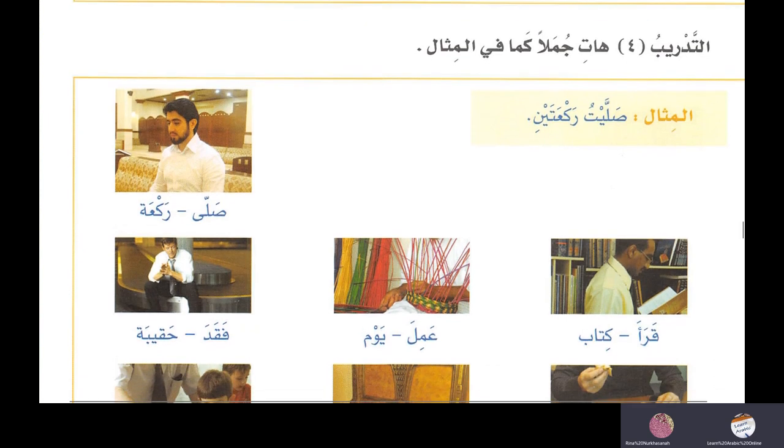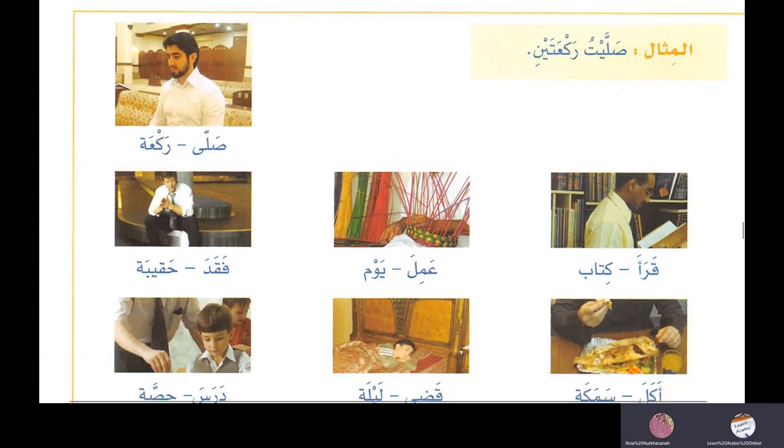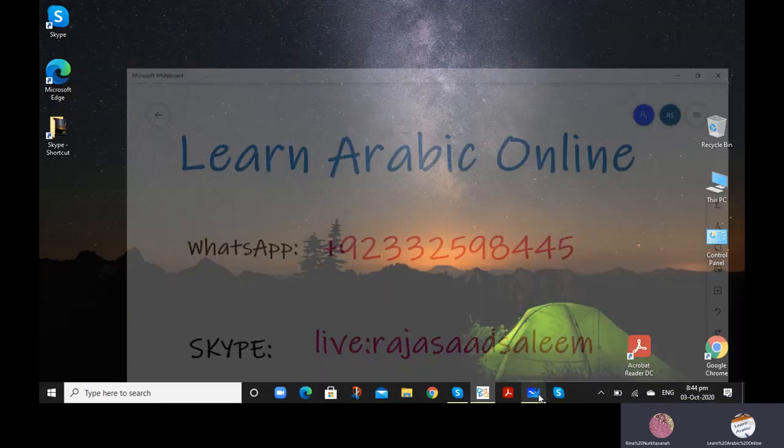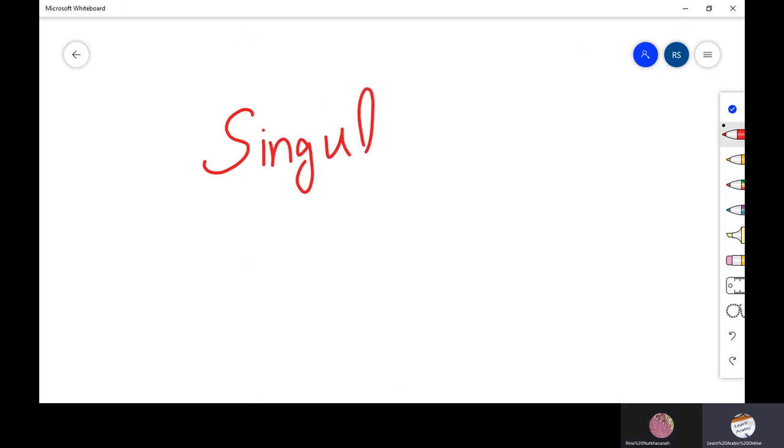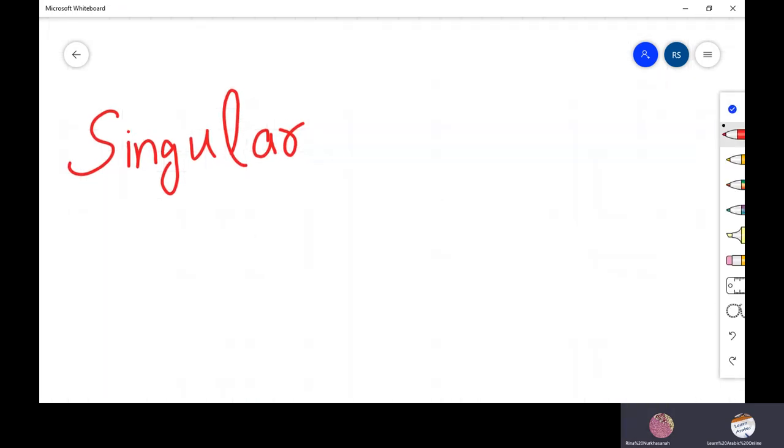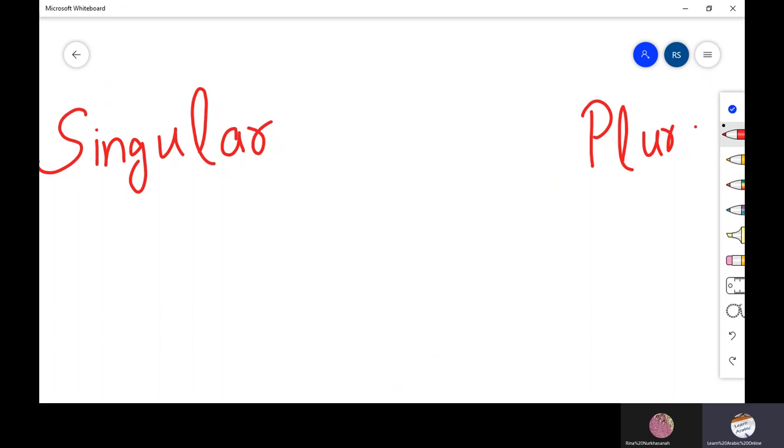Bring sentences like the one in the example. Okay, now you will learn how to make dual. First, let me tell you one thing. In the English language, we divide nouns into two categories. The first is singular. What is the other? Plural, good. So in English we have only two categories. But in Arabic, we divide the ism into three categories: first singular, second dual, and third plural.